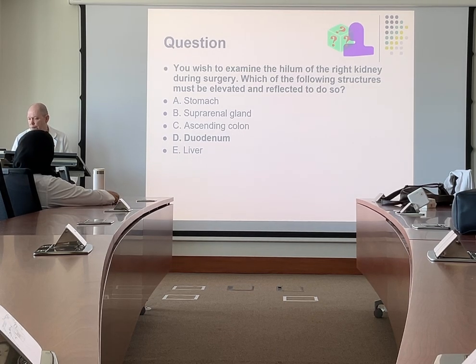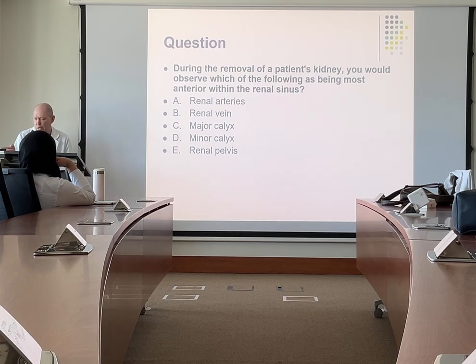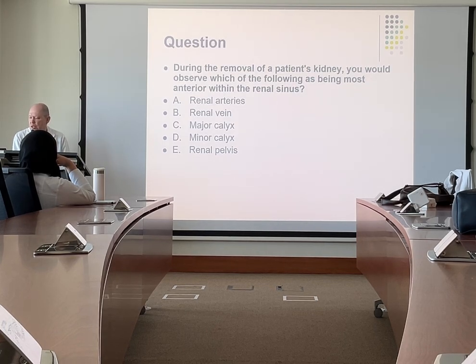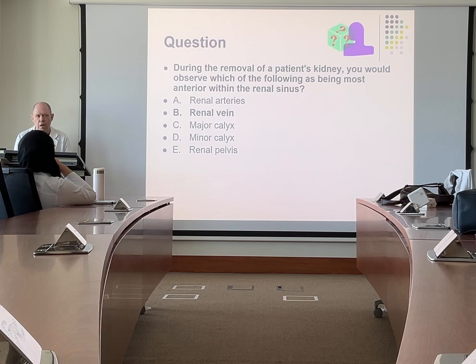Right. Now, next one. Again, during the removal of the patient's kidney, how do we call this again? Nephrectomy. You would observe which of the following is most anterior within the renal sinus. So we are getting to the renal sinus and we are looking at the structures sitting in the renal sinus. Say it again. Correct. Why is that? What do we have in the renal sinus? Renal veins and the arteries and the ureters. Right. And this sequence is anterior to posterior. Okay, very well.